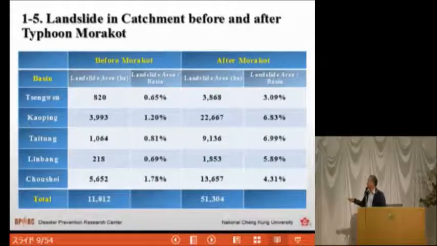This is an example, the landslide in a catchment before and after a typhoon. This typhoon Morakot, in 3 days, its cumulative rainfall was more than 3,000 millimeters. And so you can see before this typhoon, the total landslide area is only 11,000, but after the typhoon, it became 41,000.